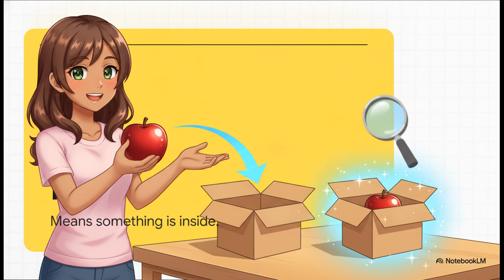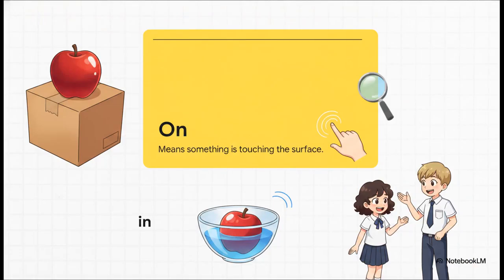Pretty simple, right? But here's the contrast. What if you don't put the apple inside, but instead you just rest it right on top of the closed box? Well, now it is on the box. It isn't inside it, it's resting directly on top. So on just means something is touching the surface. In means inside, on means touching the surface. Both of these just describe where something is physically located.